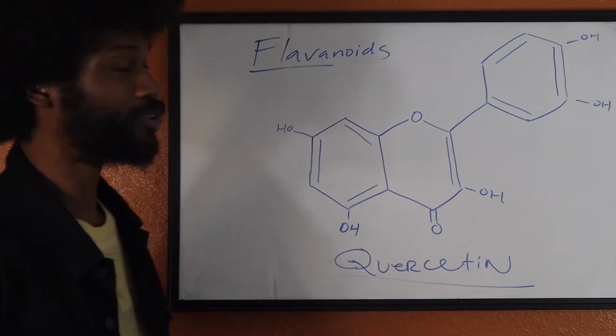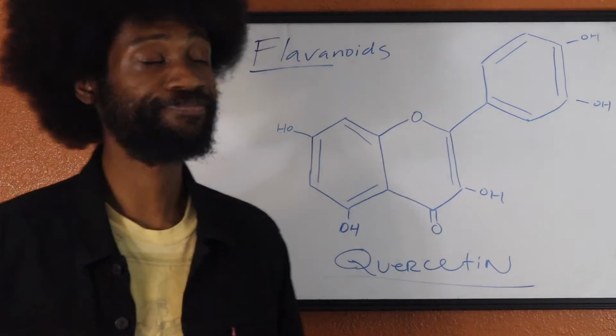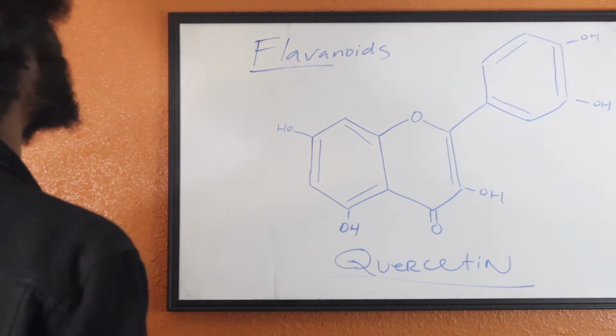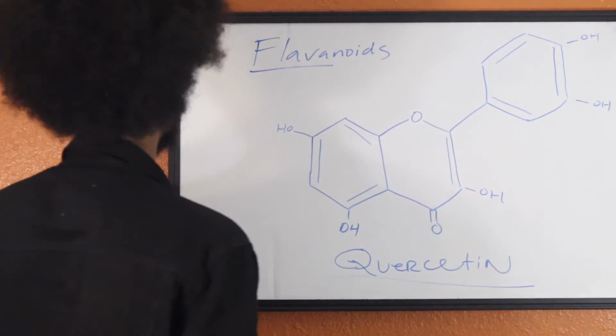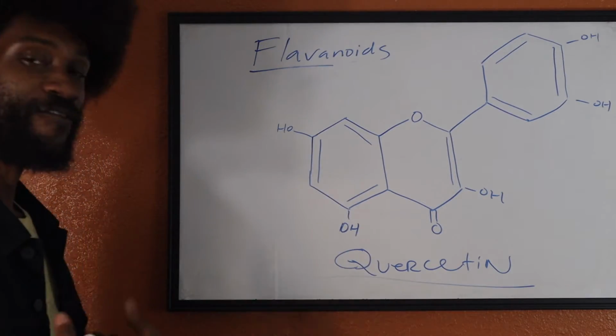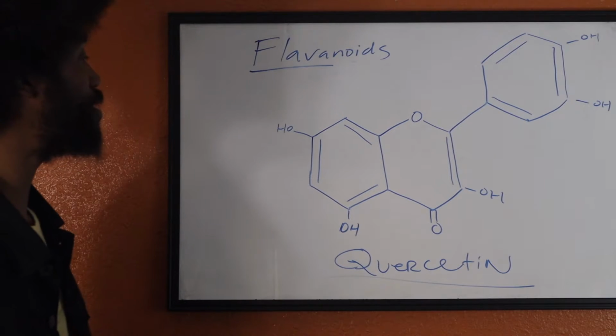All right, so that's quercetin. Now, quercetin is a flavonoid, a flavanol. It's one of the many flavonoids, rather. Once again, in the phenol group, you see the phenol groups that exist inside.